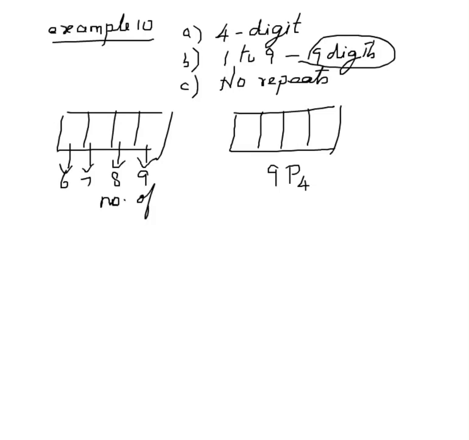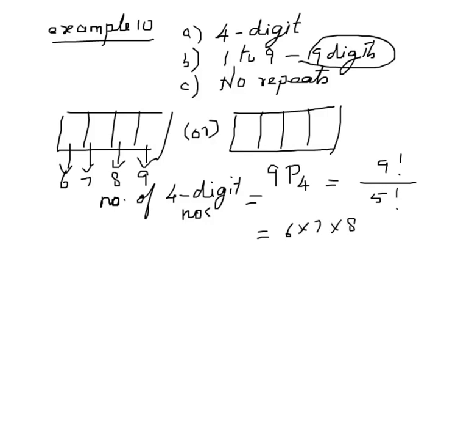So number of 4-digit numbers is equal to 9p4, which is 9 factorial divided by 9 minus 4, 5 factorial. Cancel 5 factorial, we get 6, 7, 8 and 9. The product is 3024.